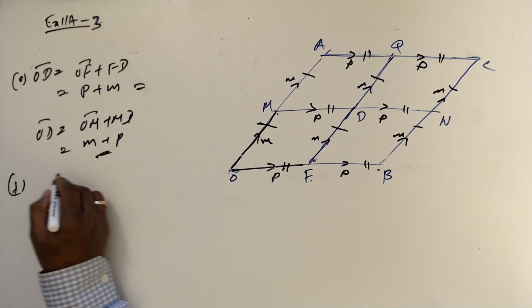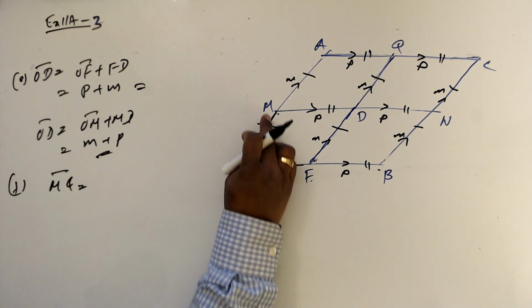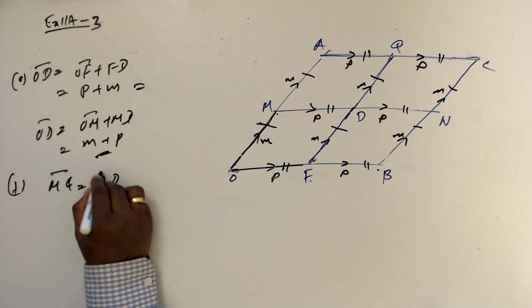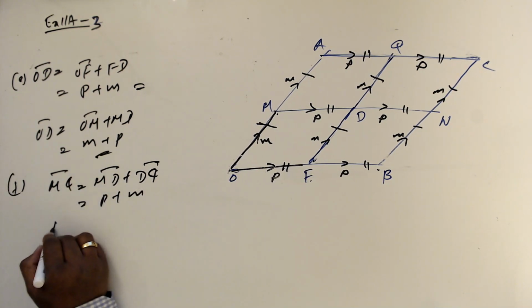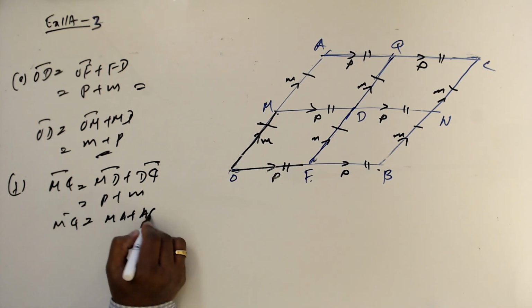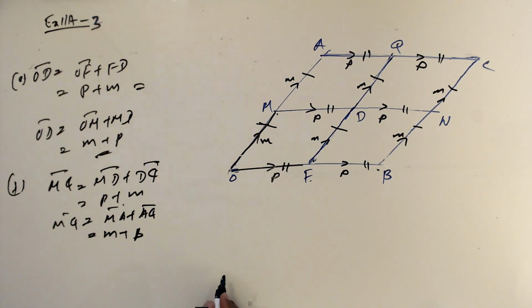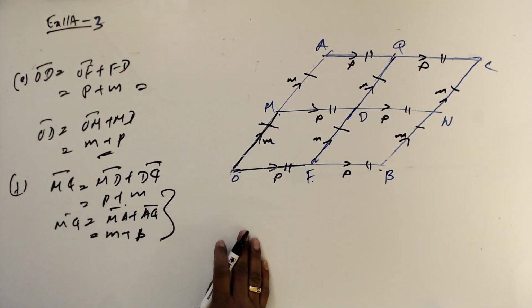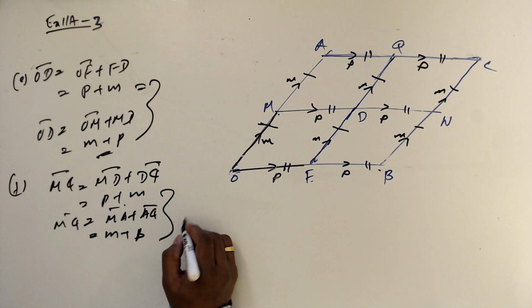MQ. You can go MD plus DQ, which is P plus M. For MQ again, you can go MA plus AQ, that is M plus P. When I see this one and both OD, I realize the law. I think yes.